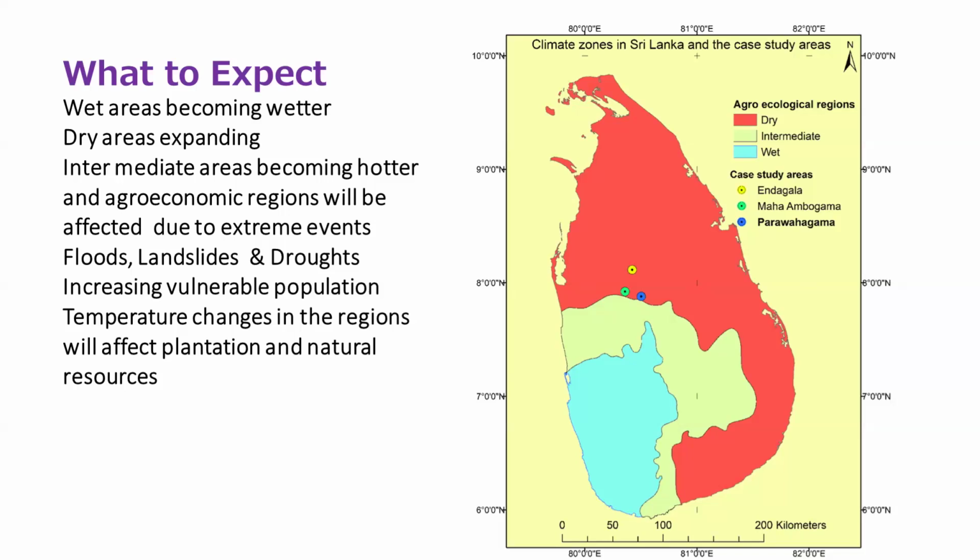Rainfall intensity is increasing. Now Colombo is in the wet zone. Dry areas are expanding. Intermediate areas are becoming hotter. And agroecological regions will be affected due to extreme events: floods, landslides, and droughts, increasing the vulnerable population. Temperature changes in the regions will affect plantation and natural resources. So these are the things which are going on as well as being aggravated in the future.